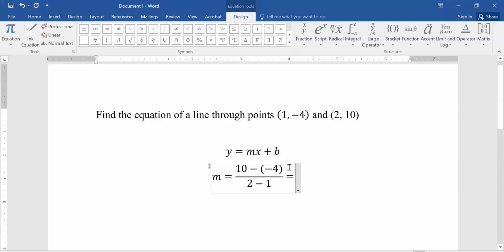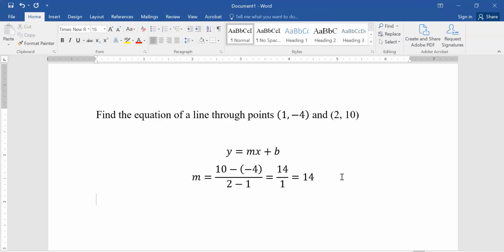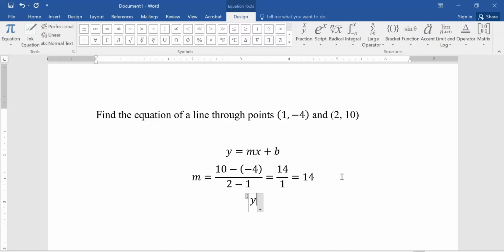So why I said to be careful was because of this fact. 10 minus a -4 is a positive 14. Okay, make sure subtracting a negative is like adding a positive. And we get 14 over 1, which I like to reduce. I like to put it in lowest form as just 14. So now I know what my m is. We go y equals 14x plus b.